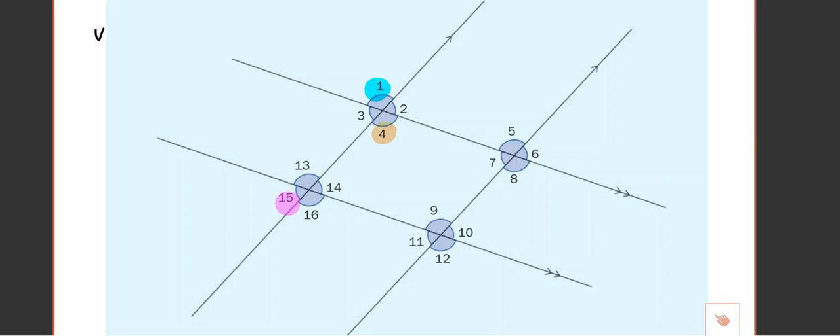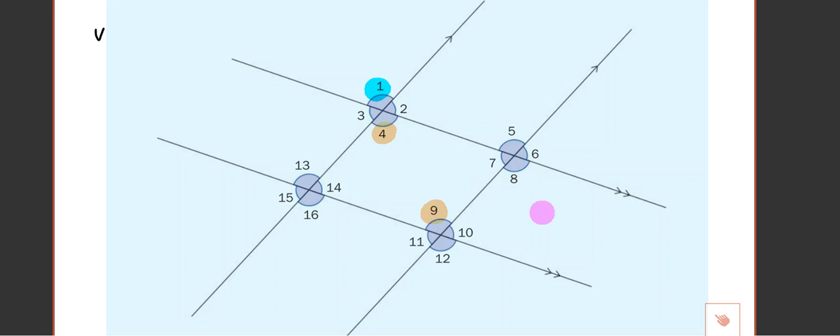Aaron? Alternate to 4. What do you think, Dexter? Alternate. I think it could be 12. Think 12? No. No? 9. 9? What do you think? 9? Yeah. Yeah?